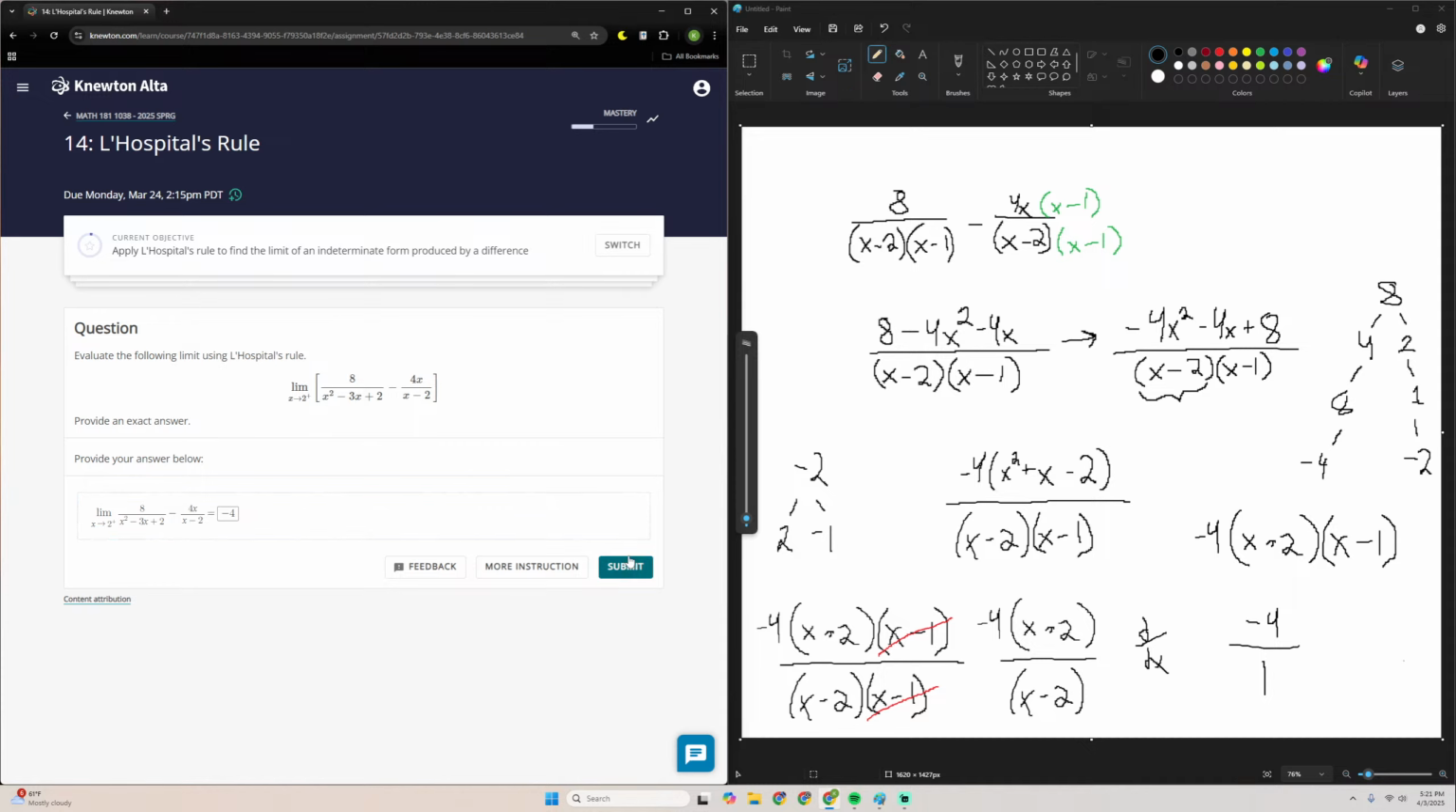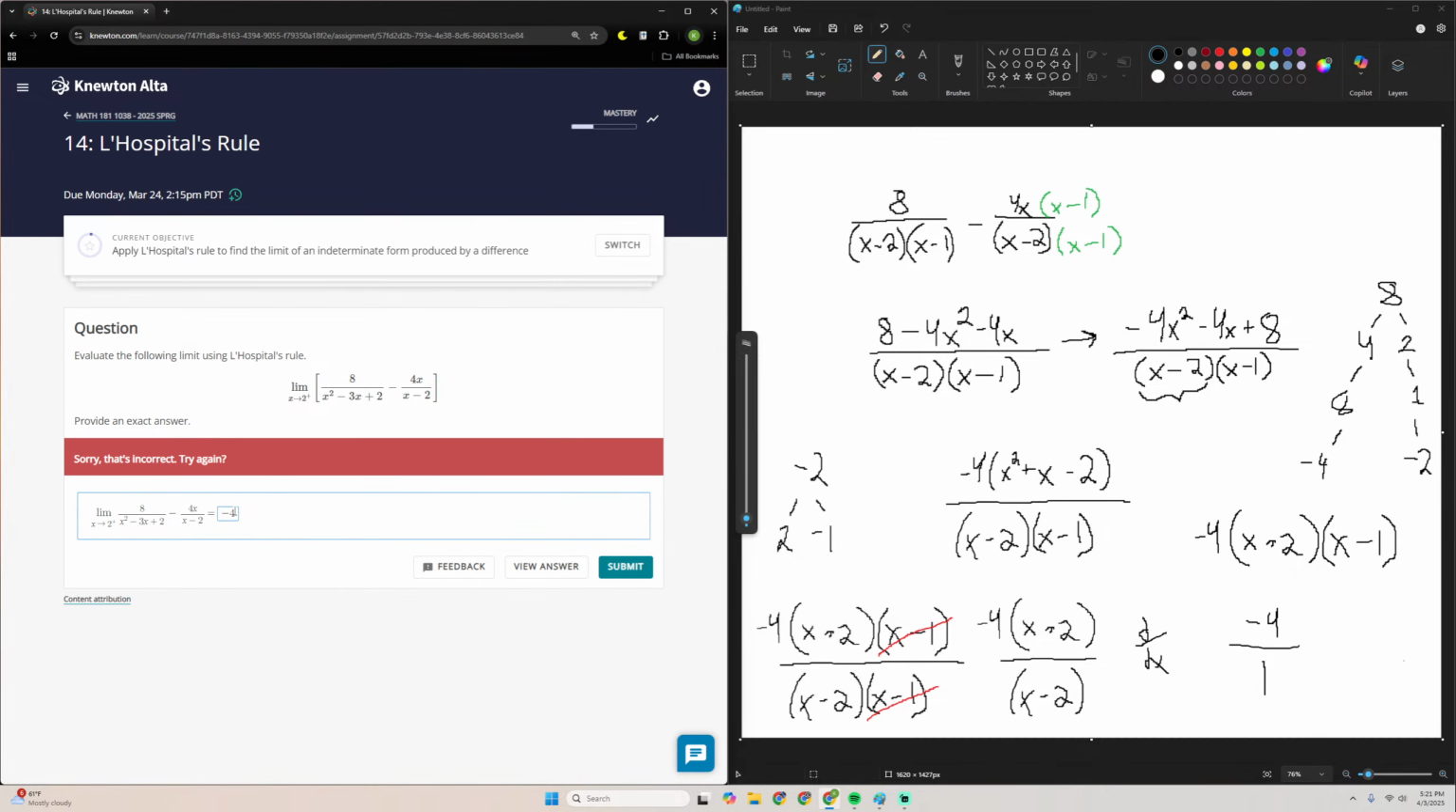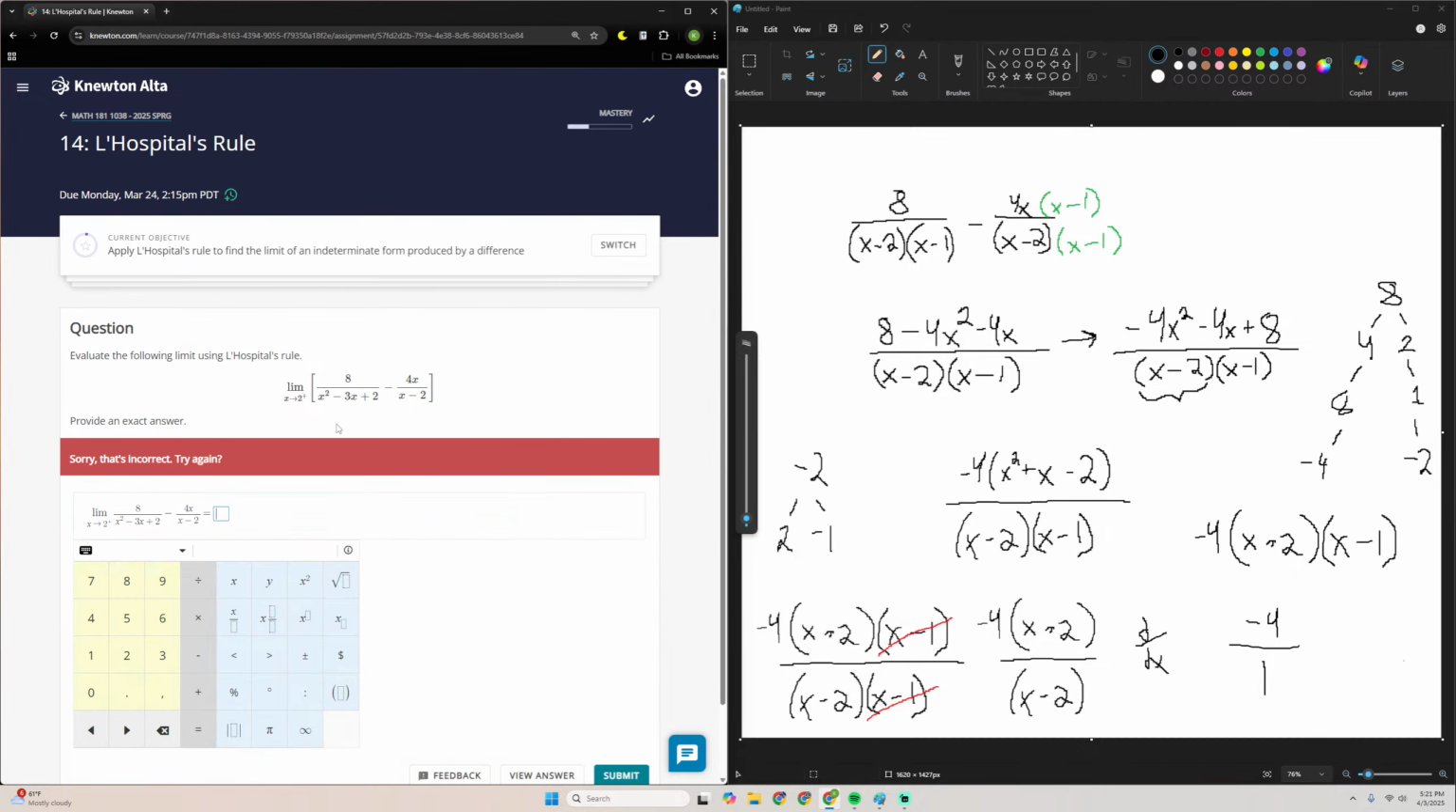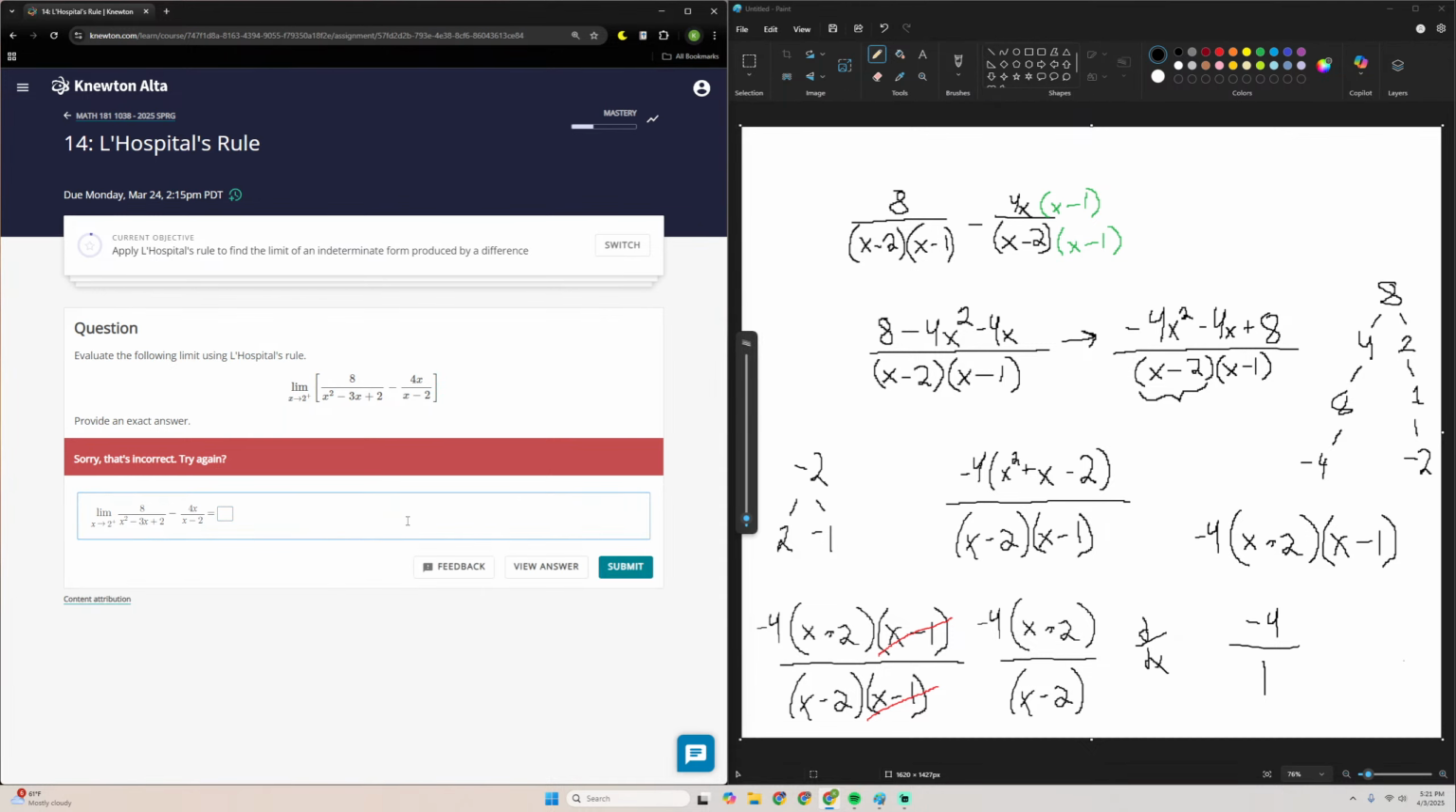Okay, I'm gonna stop messing around with it. Negative 4. And it's wrong. Times by this. That equals that. Negative 4. Was I not supposed to do this? I don't think I was.